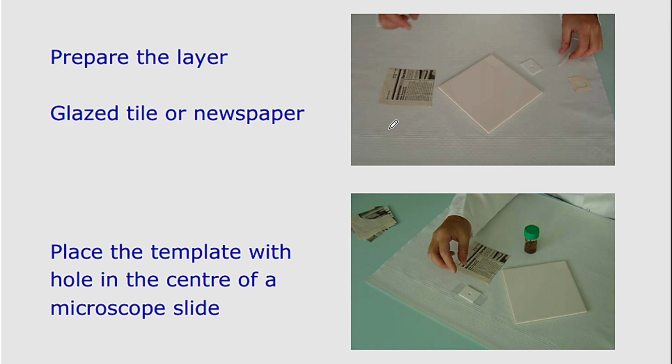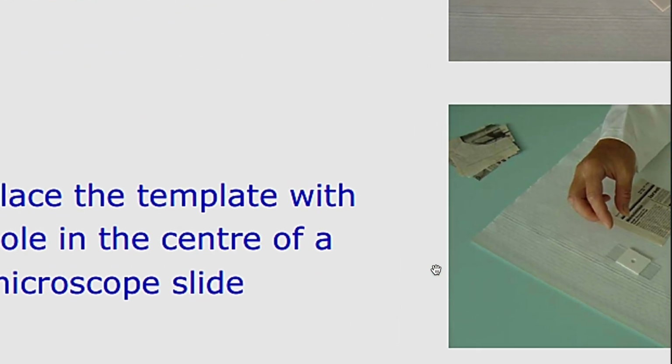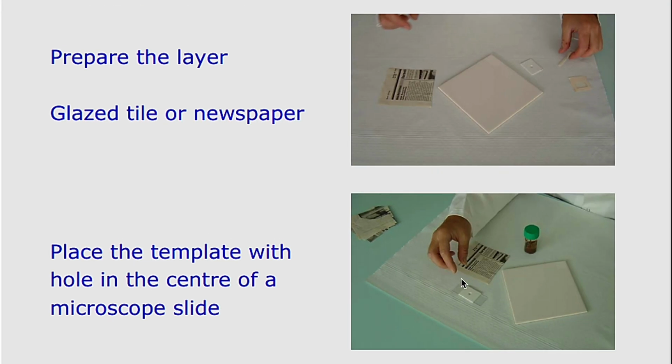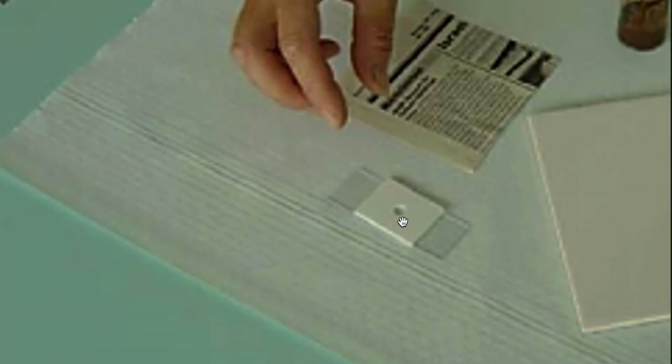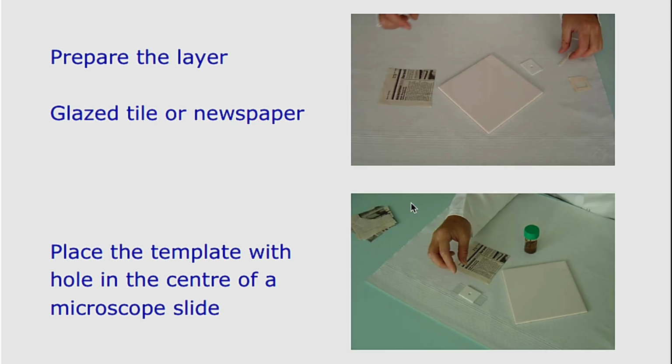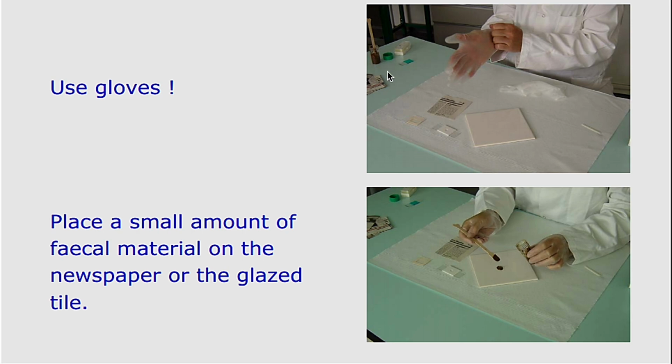So prepare the layer. You need again the glaze tile or newspaper, and the glass slide. You position it, and the template will be placed on top of the glass slide. That is where you are going to place the feces. That's why this is quantitative, because the template has a standard measurement, the diameter of that hole at the center of the template. Of course, wear your gloves and place a small amount of fecal material on the newspaper or glaze tile.